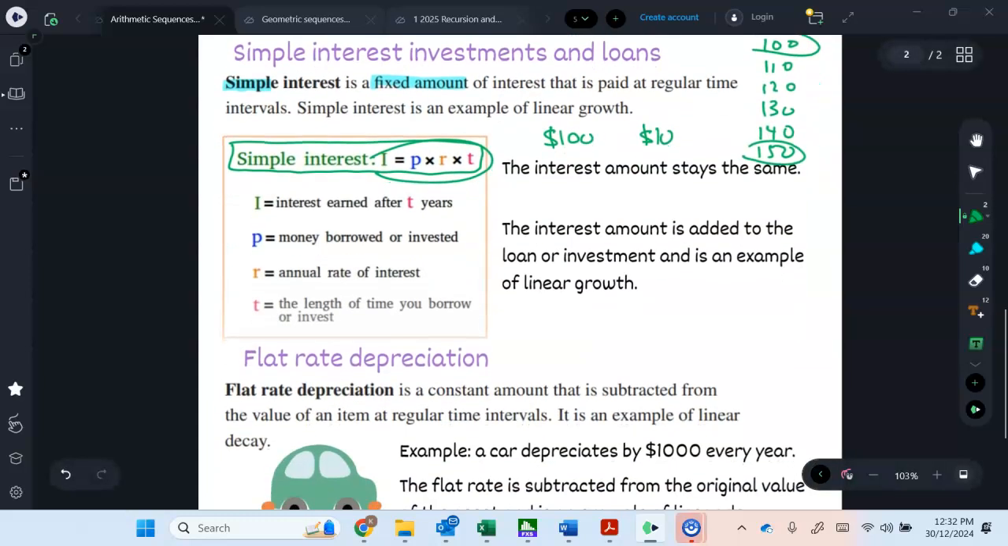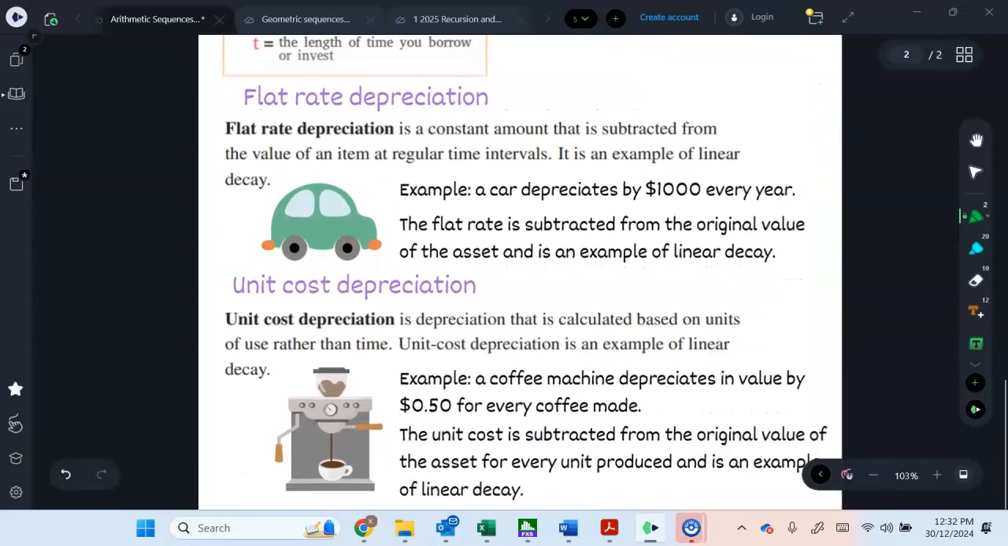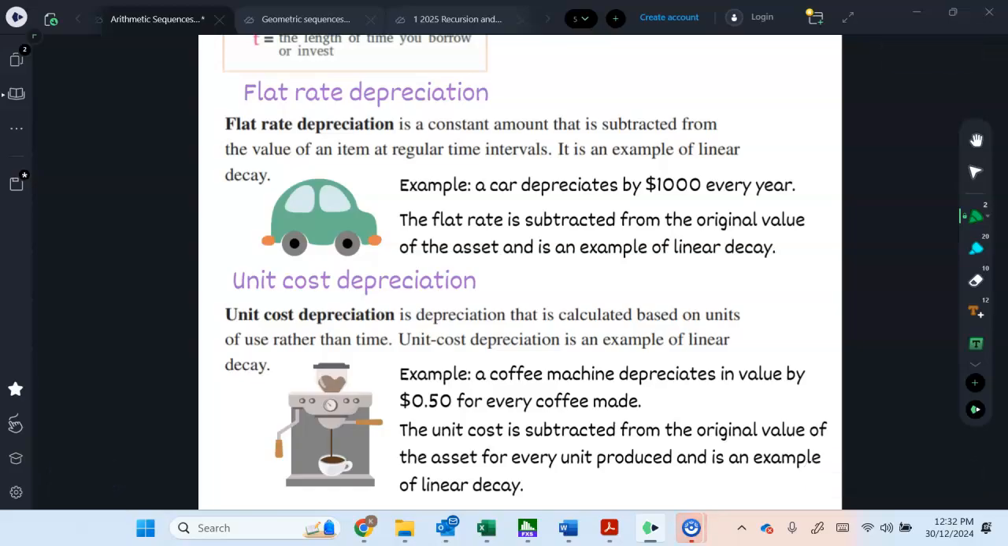All right, now the two types of depreciation that are examples of linear decay are flat rate depreciation and unit cost depreciation. So I just thought, well, what's a good example of flat rate depreciation? Probably not a car. I would say that would be an example of geometric decay, but we're going to look at it anyway. So let's say you bought a car and it depreciates by $1,000 each year. So it's the same amount each year.